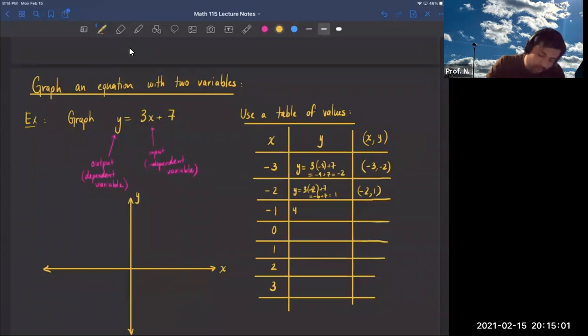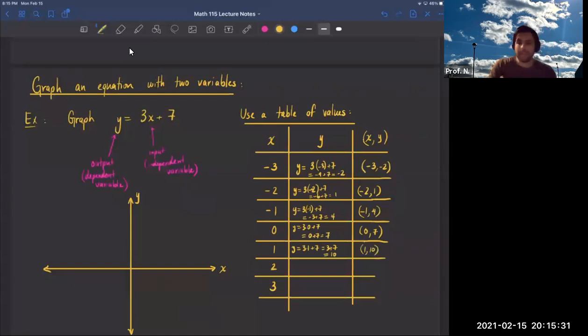And so on and so forth. Y equals 3 times -1 plus 7. This equals -3 plus 7, which equals 4. So this is -1 comma 4. And then y equals 3 times 0 plus 7. This is 0 plus 7, which equals 7. 0 comma 7. And then so on and so forth. 3 times 1 plus 7. This is equal to 3 plus 7, which equals 10. So this is 1 comma 10.